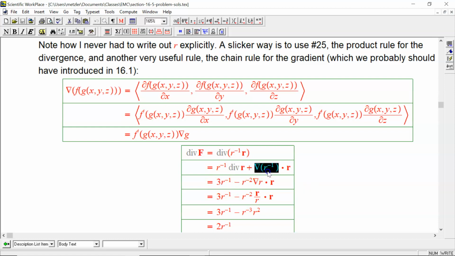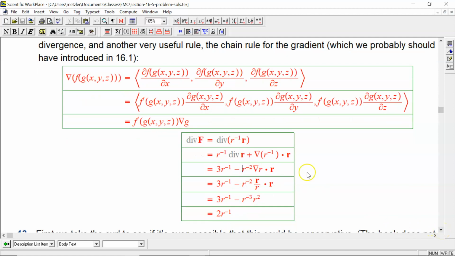Then I'm going to use the cool chain rule for the gradient here. The derivative of anything to the minus 1 is minus that thing to the minus 2. That's just a one-variable derivative, but then times the derivative of what's inside, which is the gradient of R, and then that's dotted with R. Notice what's going on here: this is a scalar function times a vector field, then dotted with another vector field. So this dot can be done first, and then eventually multiplied by the R to the minus 2. It doesn't really matter the order. It's one of the fundamental things about scalar multiplication and dot products.